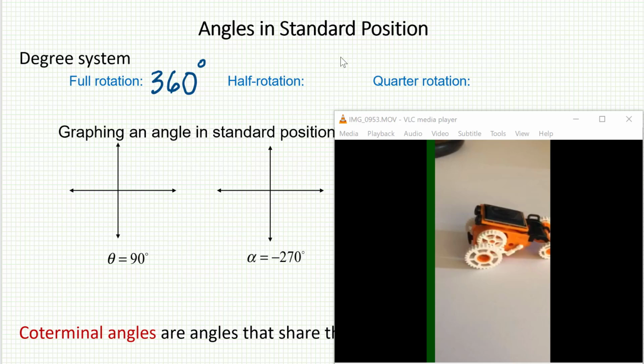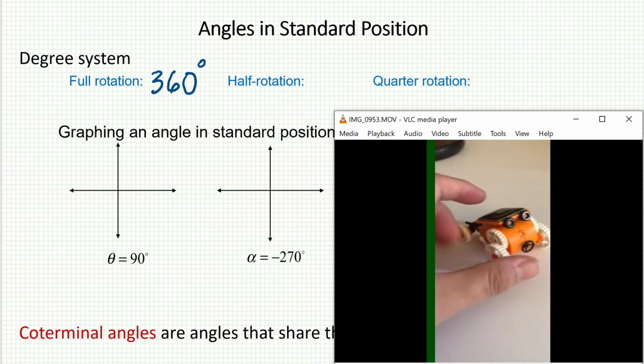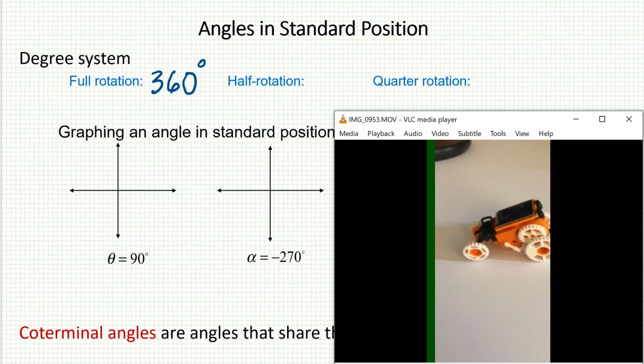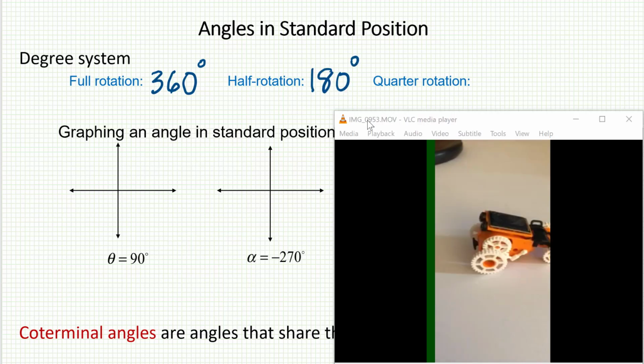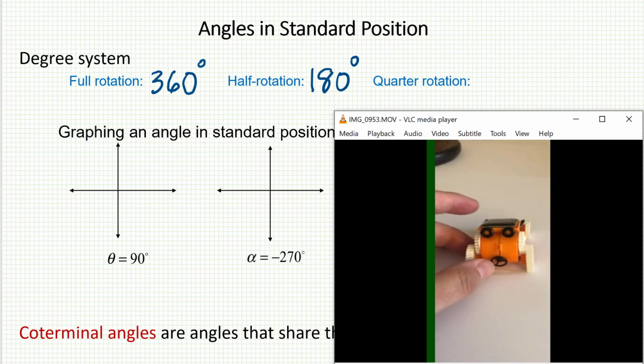So if a full rotation is 360 degrees, that would mean that a half rotation, where the car faces the opposite direction that it did at the beginning, would be half of 360, or 180 degrees. And everything else follows from there. If I make a quarter turn so that the car is facing up instead of toward the right, well, that would be half of the half rotation. Half of 180 is 90 degrees.